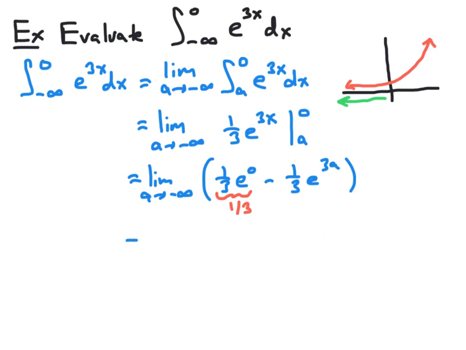And so here, when we evaluate our limit, we're going to get a constant of 1/3, and then our second term will end up going to 0. And so we're going to be subtracting 0 from that, and this is, of course, equal to 1/3. And so here the integral from negative infinity to 0 of e to the 3x dx is equal to 1/3, and this is an example of an integral that converges, since we have a finite number, specifically 1/3, that the integral is going to equal.